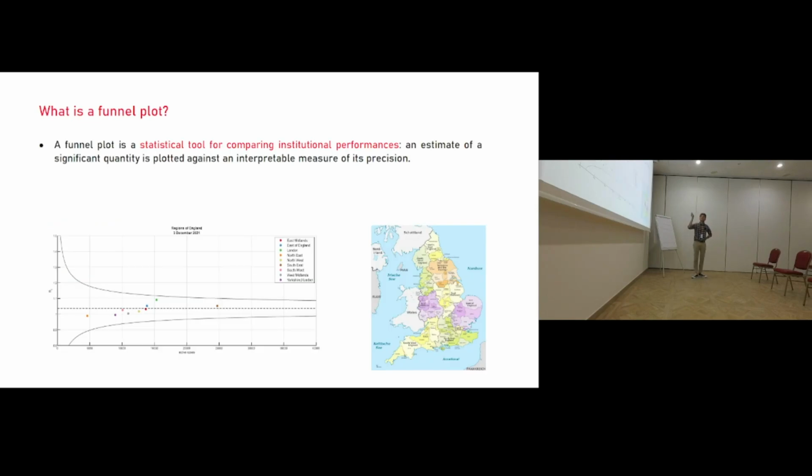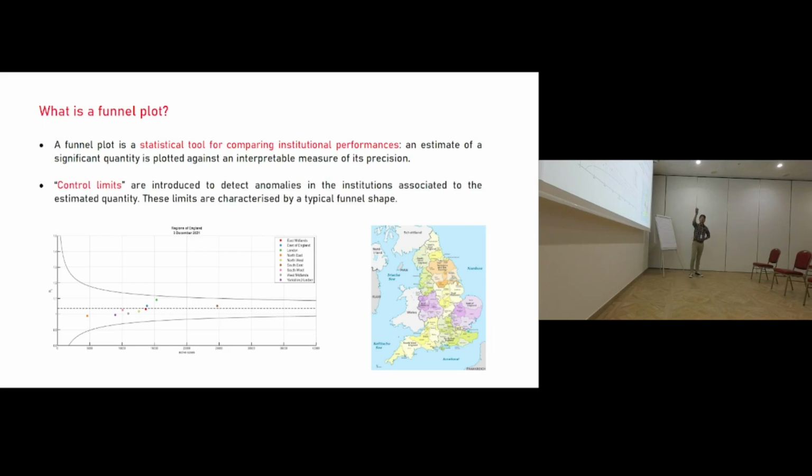So, what is a funnel plot? A funnel plot is a statistical tool for comparing institutional performances, where we've got an estimate of a significant quantity plotted against an interpretable measure of its precision. In this example, each color dot is an institution and refers to an English region. For example, the green point is the London region, and the brown point is the southeast. Control limits, that are these curved lines, are hence introduced to detect anomalies in institutions associated to the estimated quantity. Of course, they give the name to this funnel plot.